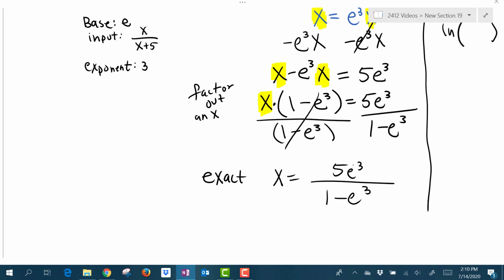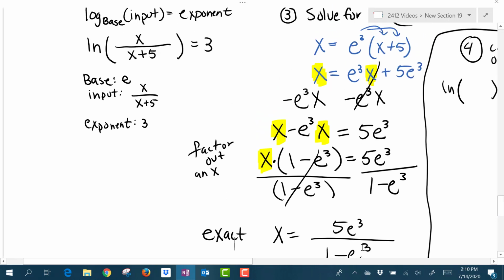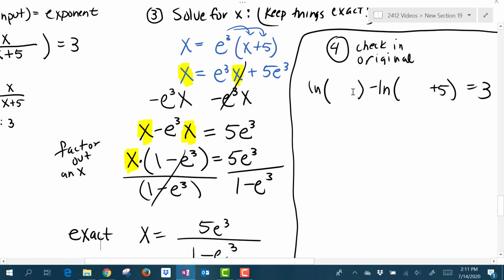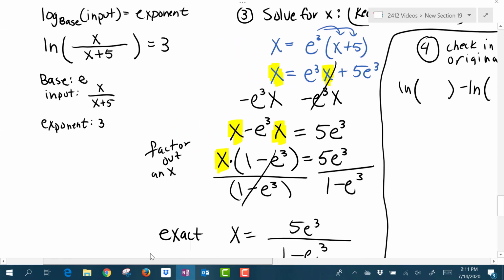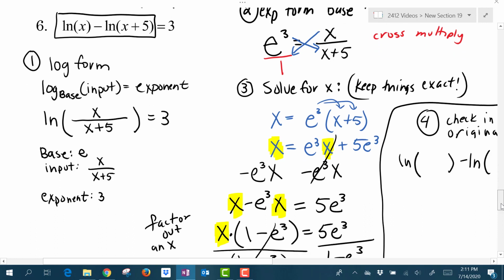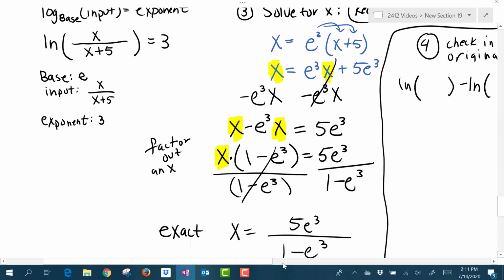Now before we decide that it actually is our solution, let's go back and do step 4, and that is to check our answer in the original equation. So if we go back to our original equation up here, it's natural log of x minus natural log of x plus 5 equals 3. Remember, we want to plug this solution in place of x and see if it comes back positive or negative. We want to make sure that that value overall is greater than 0.